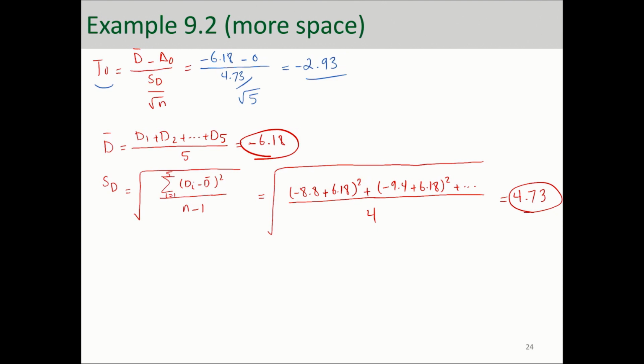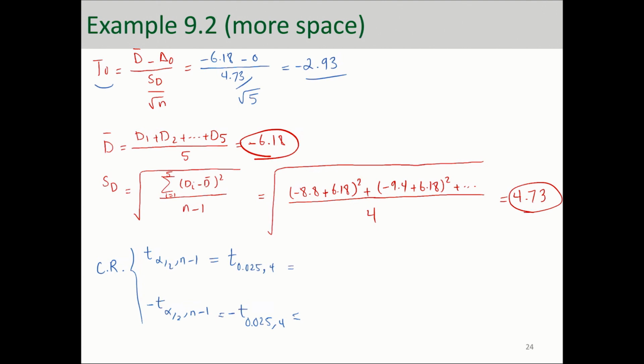Now I have to see if that is in the critical region or not. The critical region for the paired t-test, for a two-sided test, is starting at t of alpha over 2 and n minus 1, and negative t of alpha over 2 and n minus 1. In this case, alpha is 0.05, so we're looking at t of 0.025 and n minus 1 is 4. And same here, negative t of 0.025 and degree of freedom 4.